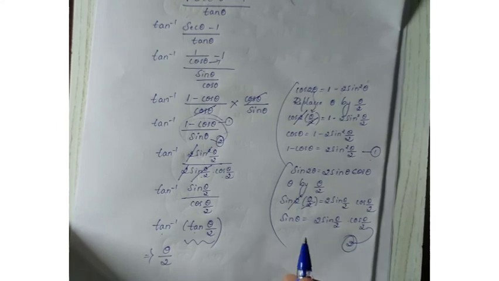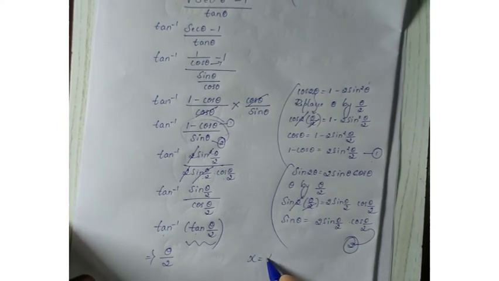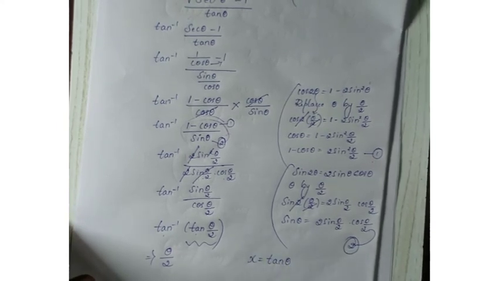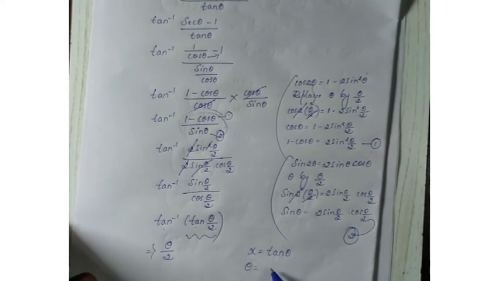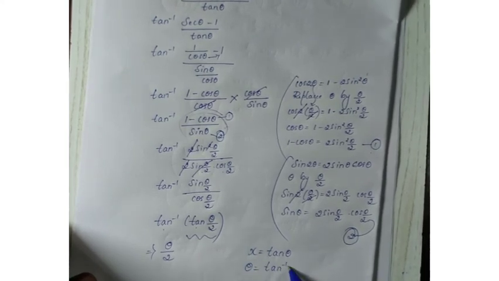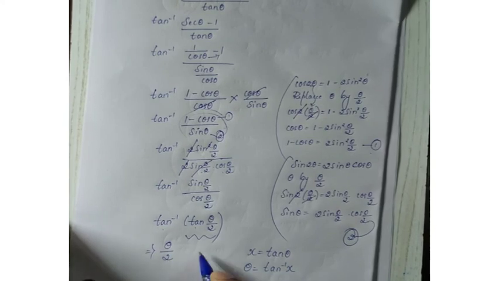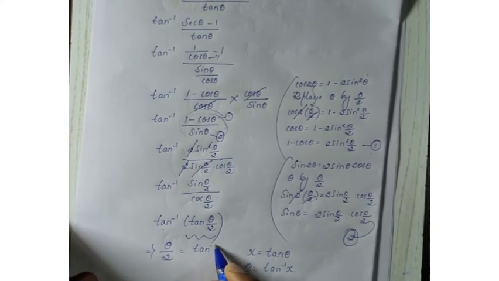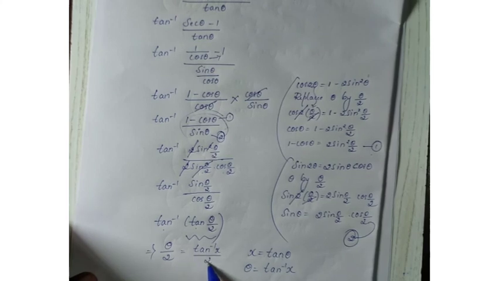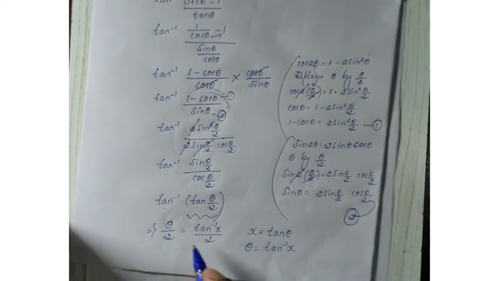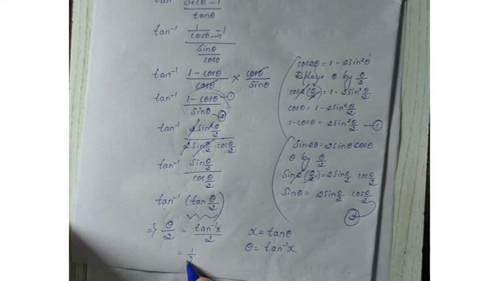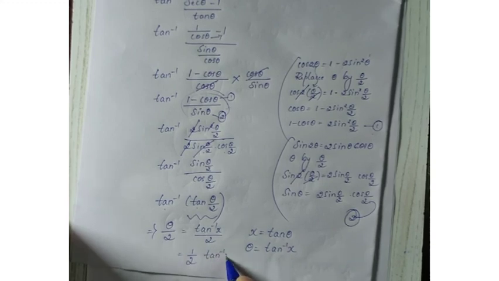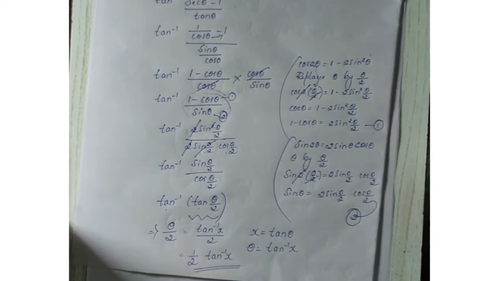Now, we know x we have taken as tan theta, right? Therefore, theta can be written as tan inverse x, right? So just replace. So this is tan inverse x by 2. Or else you can also write 1 by 2 tan inverse x. Okay. So this is the simplest form of tan inverse of root 1 plus x square minus 1 divided by x.